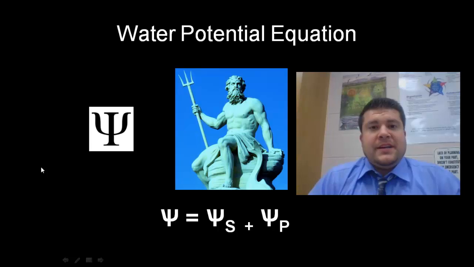So this is the water potential equation, and we use this symbol, and it's called psi. And what I like to think of, just a little quick reminder, is that Poseidon was the Greek god of water, and he used to carry around a trident, which looks very similar to the symbol right here. So this equation basically means the water potential is equal to the solute potential and pressure potential added together. So that's going to be our equation that we're going to deal with and we'll be looking at for the next few slides.